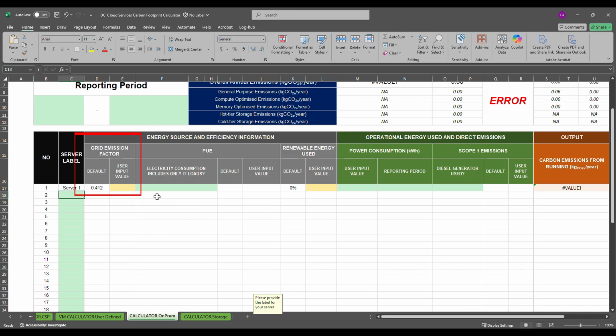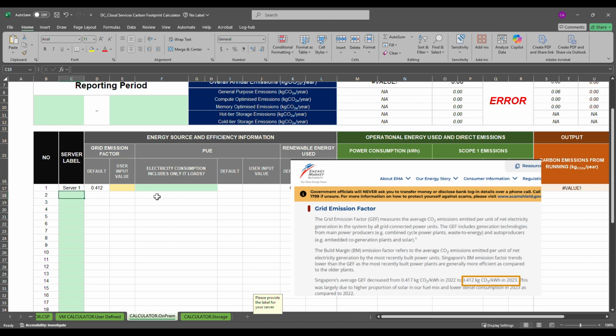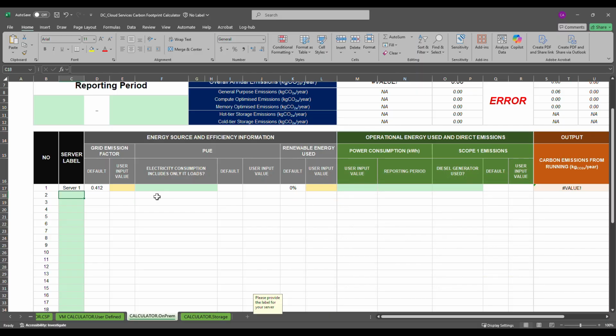Next is the grid emission factor (GEF). The default GEF value comes from the latest figure published by the Energy Market Authority (EMA) for Singapore. It assumes that most services are operating within the Singapore region. However, if your on-prem DC is located outside Singapore, you can input the GEF for that specific region. To proceed, locate the equivalent grid emission factor (GEF) published by your country's energy authority or an equivalent body. Input this value under the user-defined column to replace the default GEF.